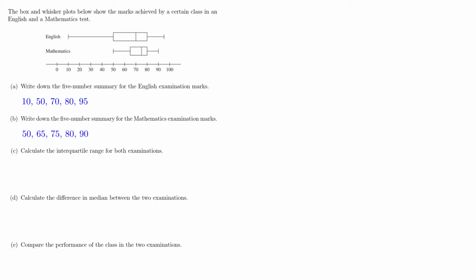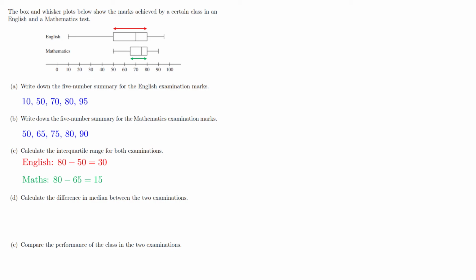Then we're looking for the interquartile range. So for English, remember that's just the length of the box there. So the difference between the 80 and the 50 gives you 30. Likewise for maths, its box ranges from 65 to 80. Those are our quartiles, so the difference is 15.